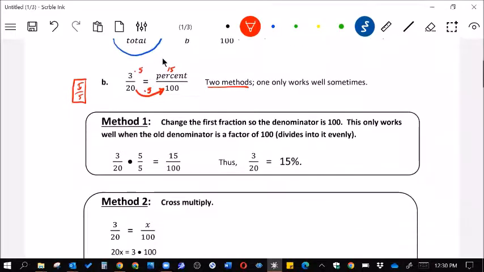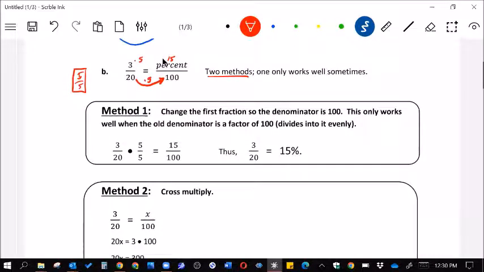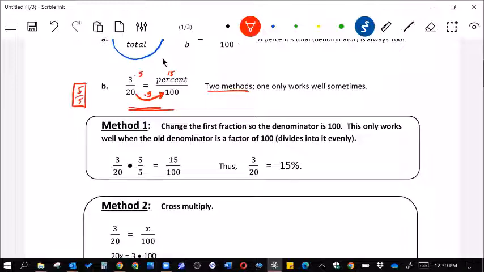So let's take a look at this. In a way, what I just did here is the same as this. Change the first fraction so the denominator is 100. So the 20 can become 100 by multiplying by 5. And so 5 over 5 is 1, and that's what I was talking about up here, but now this shows it as the idea of changing this one to 100. So if we have 3 over 20, and the 20 becomes 100, then the 3 has to become a 15 because of multiplying by 5.